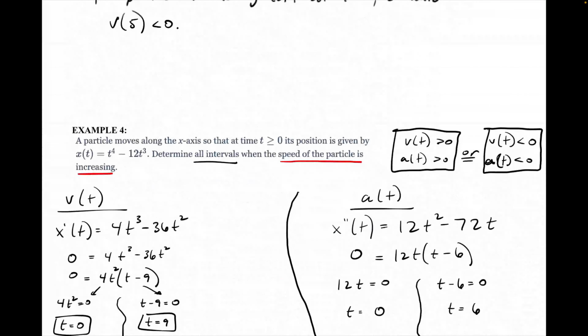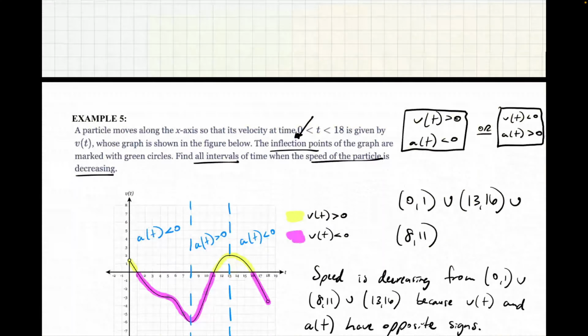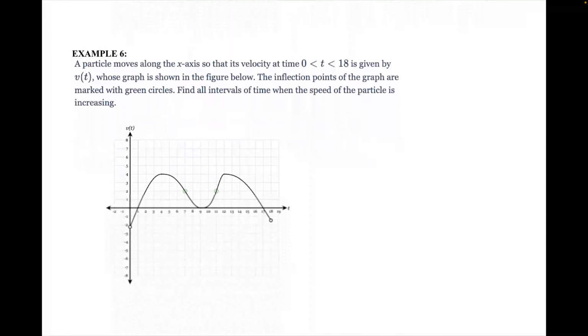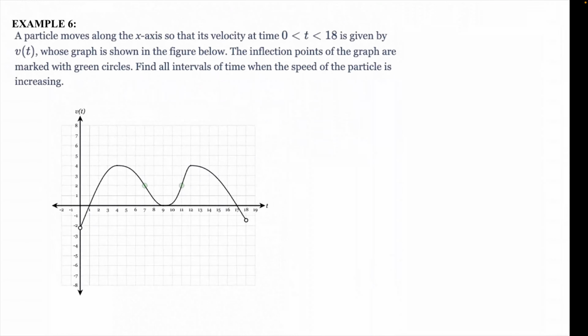Okay? All right, so we stopped on number 5. Number 5 was the last one we did. Using the graph, we had to tell when speed is decreasing. That was the last one that we did. So now number 6.